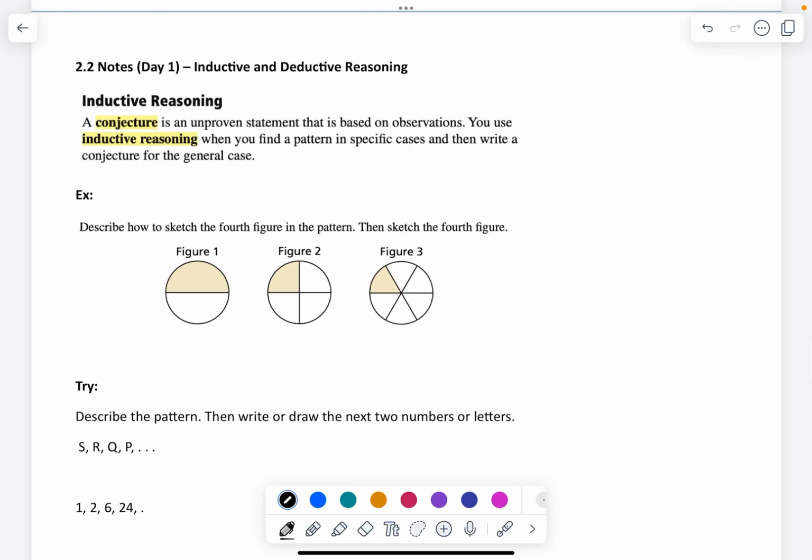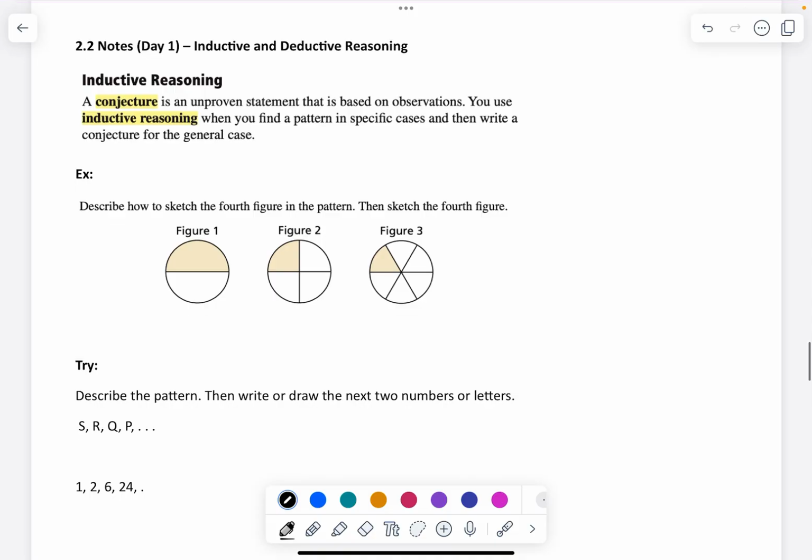I'm going to do the notes for 2.2 days 1 and 2 all in one video. So, inductive and deductive reasoning.